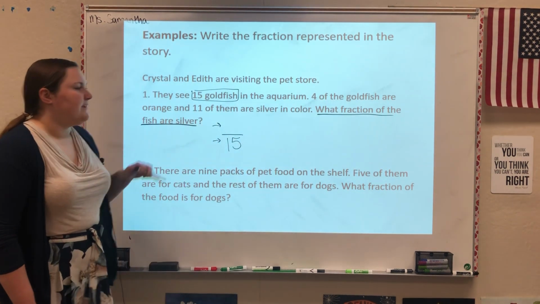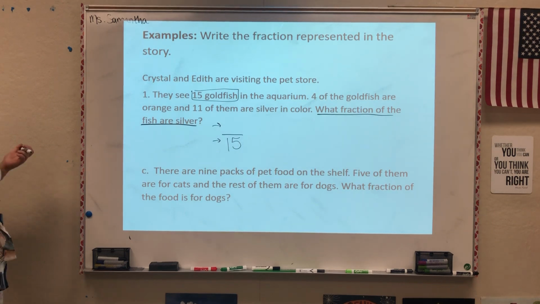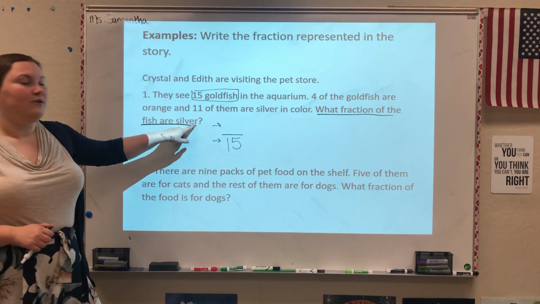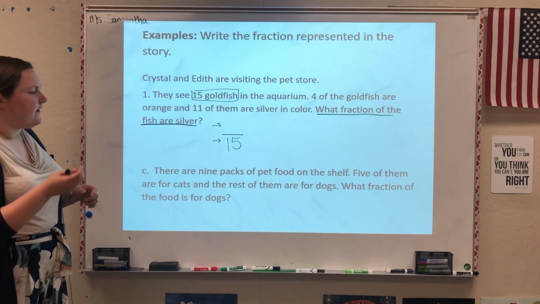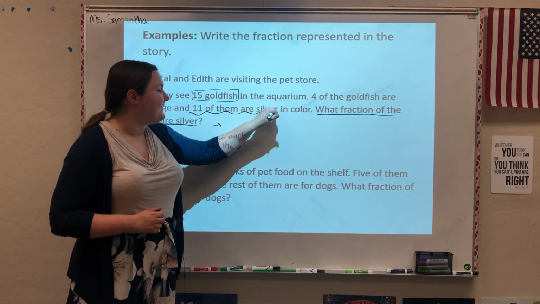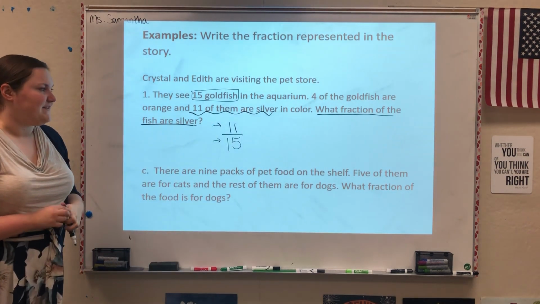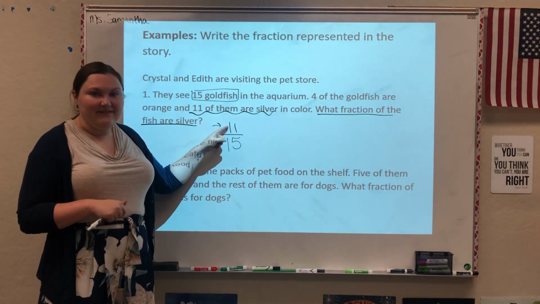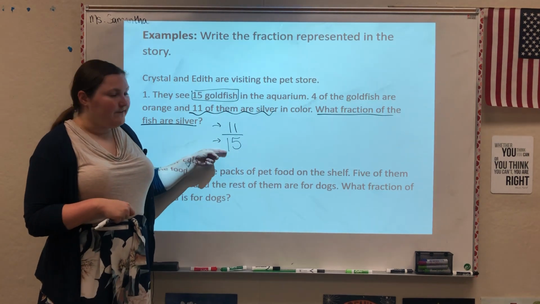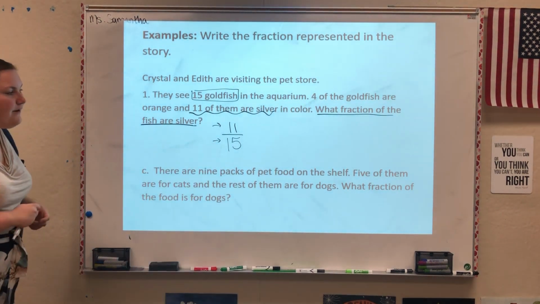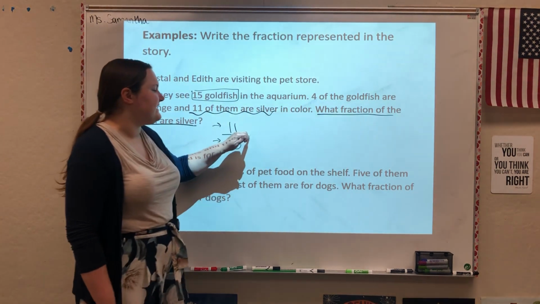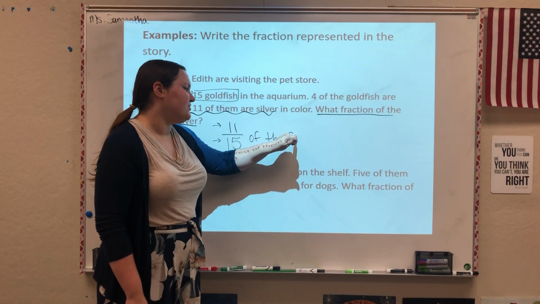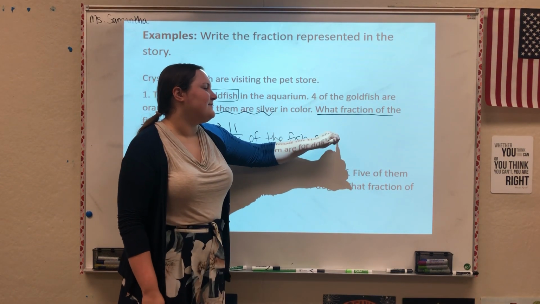Now remember, that top part is the part that's counted. It's how many you have, how many that you're looking at here. The question is asking what fraction of the fish are silver. What number would go up here? Well, we want to know how many are silver. It tells us 11 of them are silver. So I could go ahead and say 11/15. It means there are 11 silver out of 15 total fish. So that would be our fraction there. Because it's a word problem, I might put some more words in. So we could say 11/15 of the fish are silver.